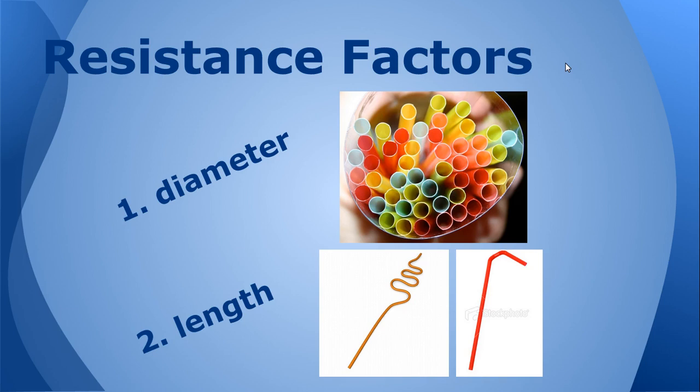The shorter the length, the less the resistance. So we've got two straws that appear to be the same length, but because of all the curves in the one on the left, it actually is longer. So it's going to take more energy for you to suck the smoothie up through that straw. So length is also a factor in resistance.